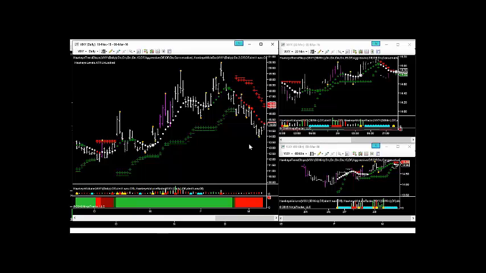This is, from memory, the ProShares short-term futures, I think, on the VIX. So you can see it's in downtrend, which is not surprising on the daily chart.